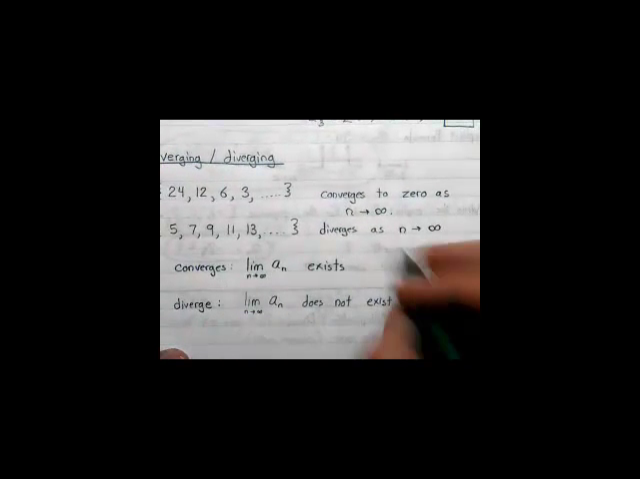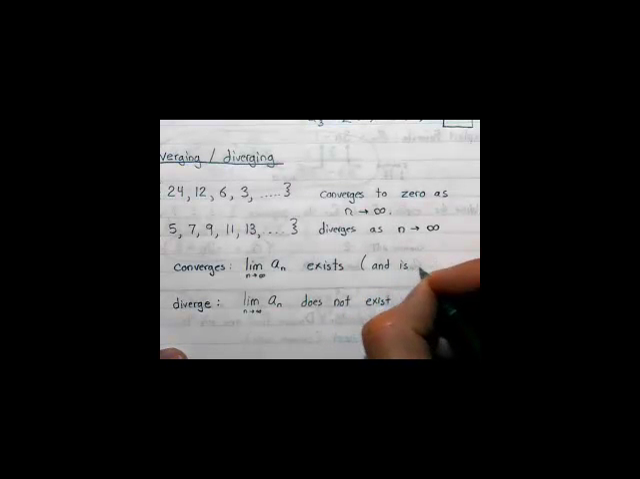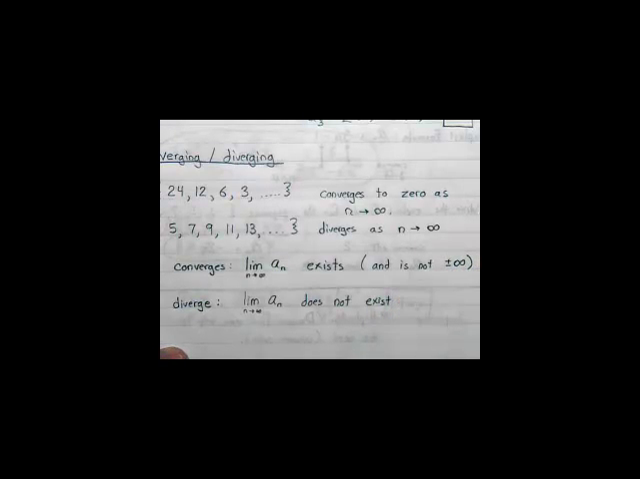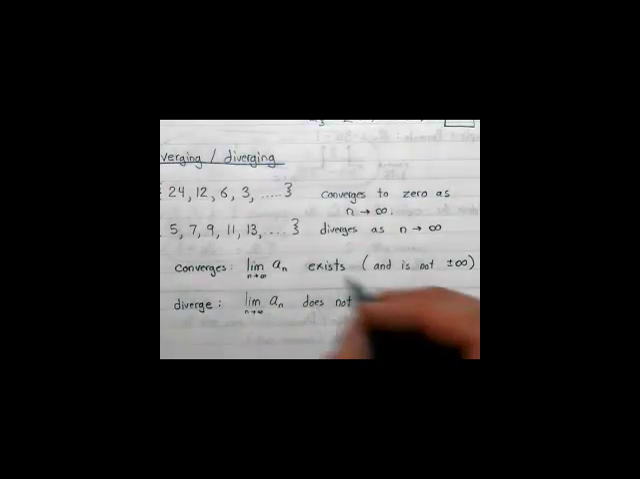But I guess more specifically, you'd say that this exists and is not positive or negative infinity, because we want it to converge to a number, not go to infinity, right? So we'd have to say the limit exists, but also it's not going to go to positive or negative infinity. And this one does not exist, or it is positive or negative infinity. We saw an example of that up here, okay?